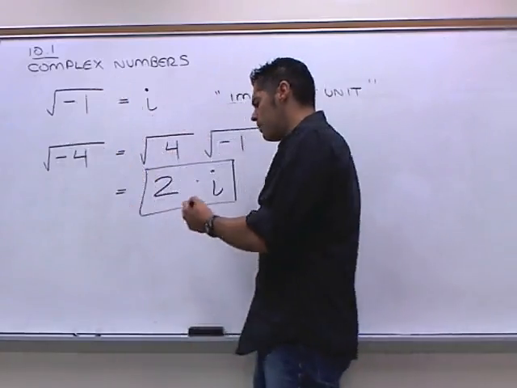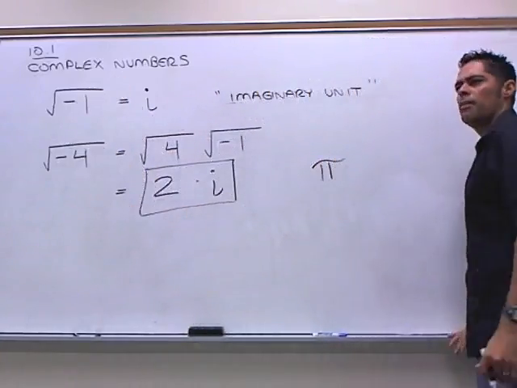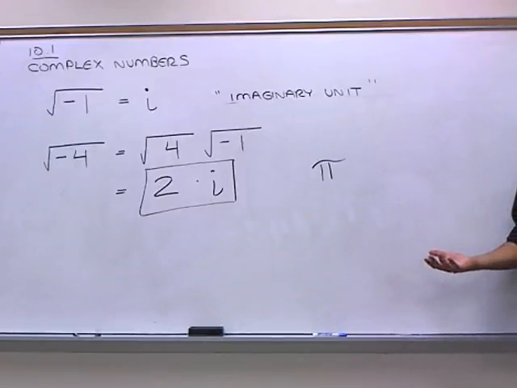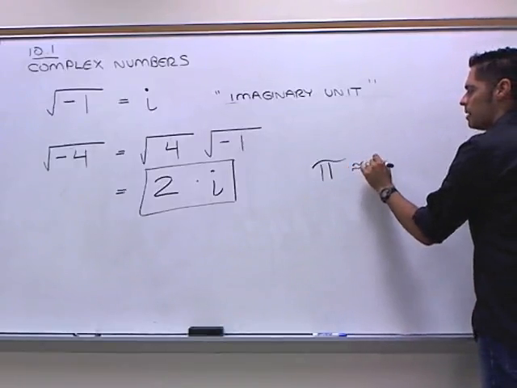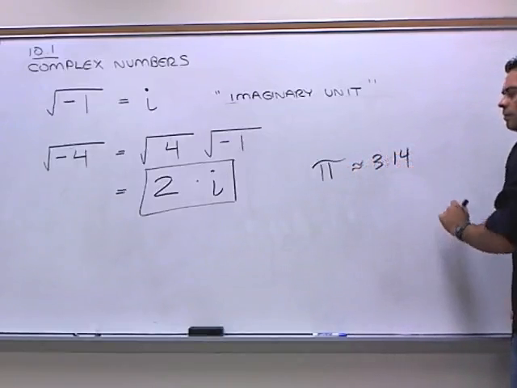That's accepted. Have y'all ever seen the number pi before? Pi is a number, isn't it? They always tell you it's approximately 3.14. Approximately.